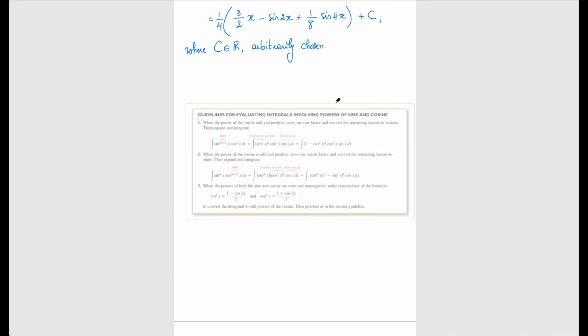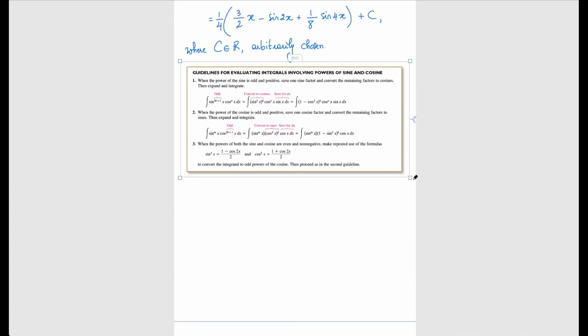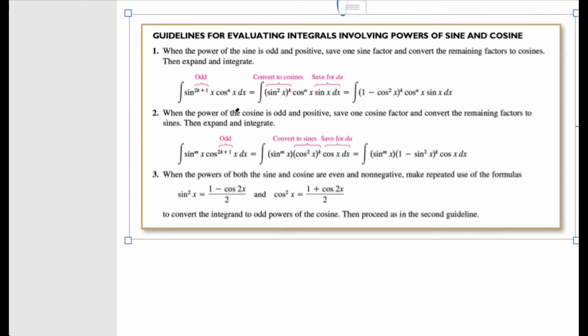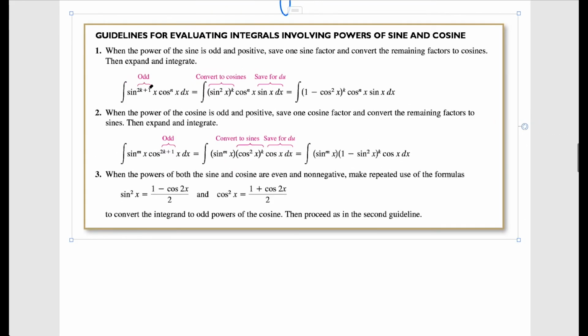Okay, so let's leave it here. So this would be the guidelines to integrate integrals of the form sine mx cosine nx, right? Depending on the power: if the sine has an odd power, we reserve one of the sine factors by itself, and then we use the Pythagorean identity to write the even power of sine in terms of cosine, and then we use the substitution u equals cosine.